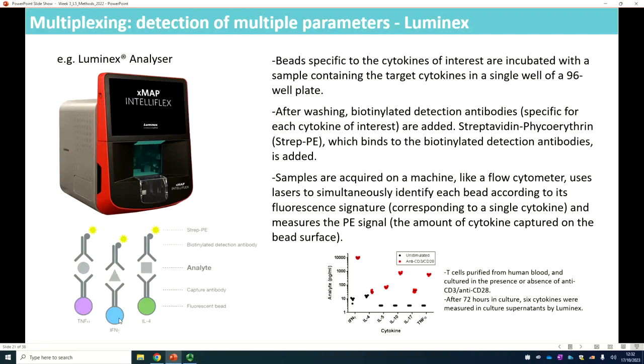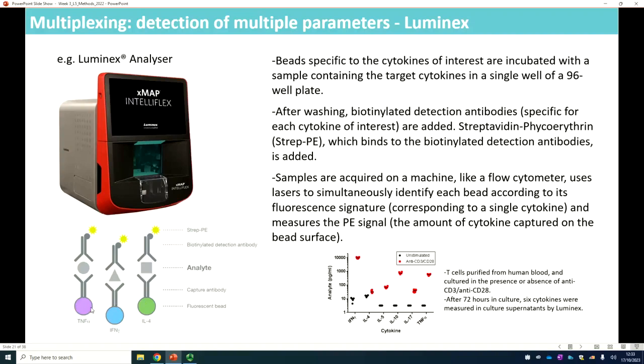So you see that we've got our beads that are specific for targeting specific cytokines, and they contain a different fluorescence marker. So after washing them, we then have biotinylated detection antibodies. So these are specific again for each cytokine of interest. And in this case, we have streptavidin PE, which binds to the biotinylated detection antibodies. So you can see that we've got this situation building up.